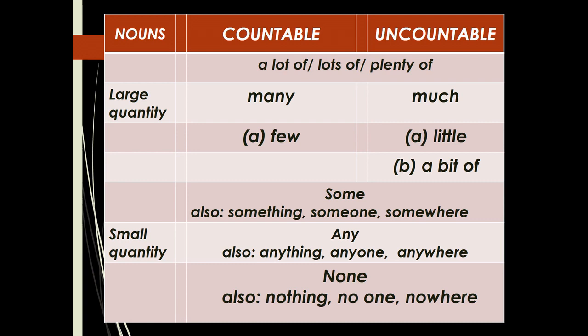In countable nouns, the quantifiers are many, few, each, every, several. And in uncountable nouns, the quantifiers are much, little, a bit. All, enough, some, any, a lot of, lots, etc. are used with both uncountable and countable nouns.